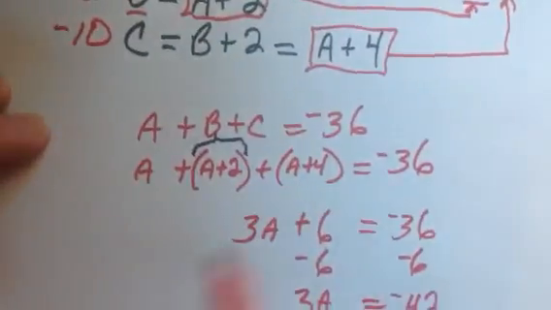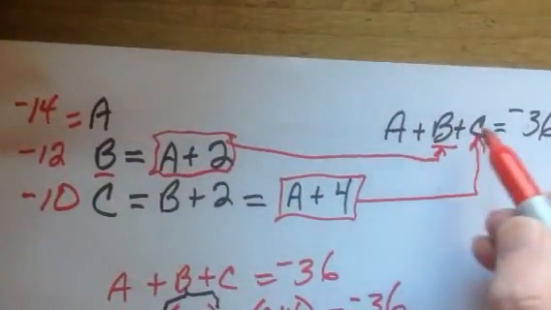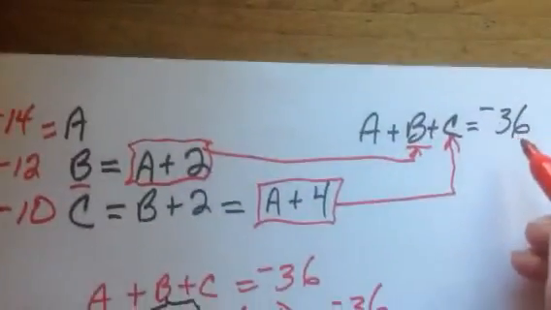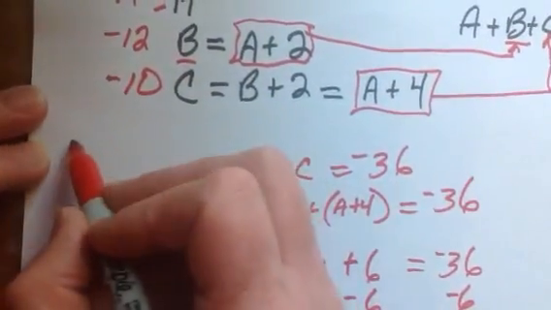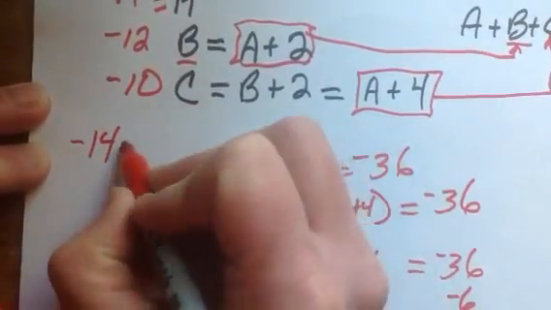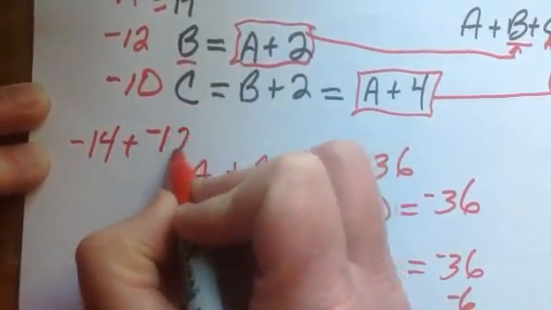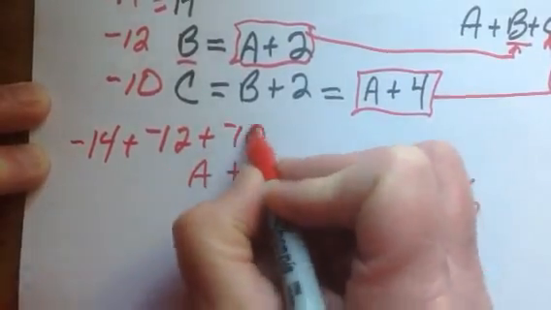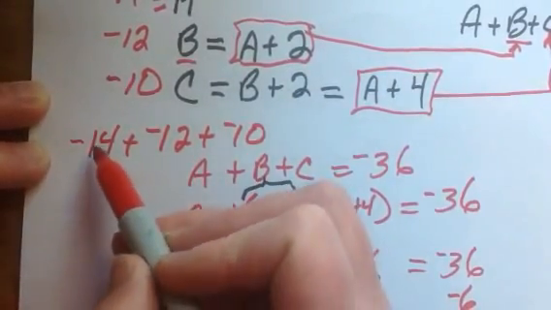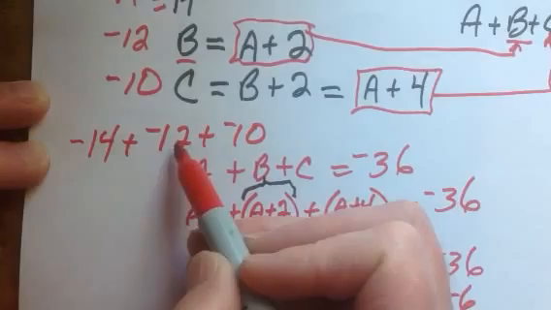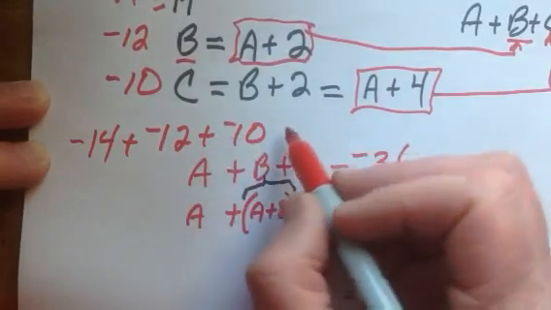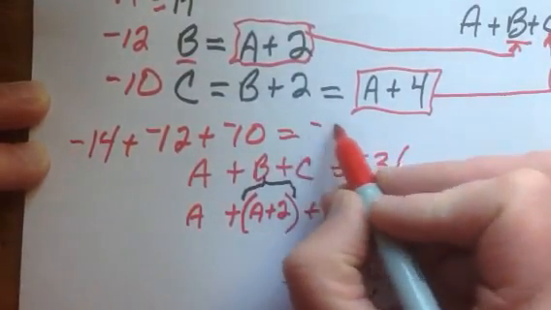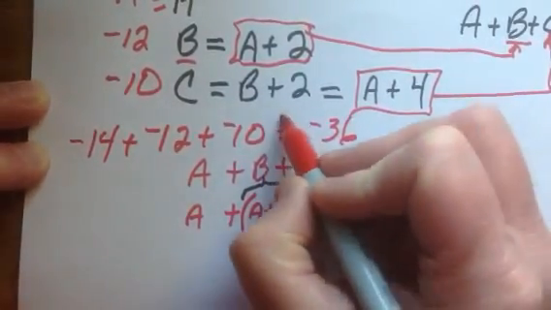So now if we go back to the original equation, A plus B plus C equals negative 36, and substitute in, we get negative 14 plus negative 12 plus negative 10, which I'm hoping works out. That's negative 26, negative 36. Indeed, that's a check. Okay?